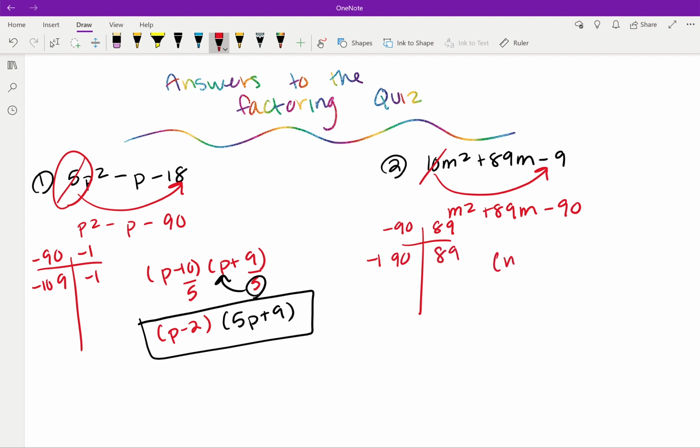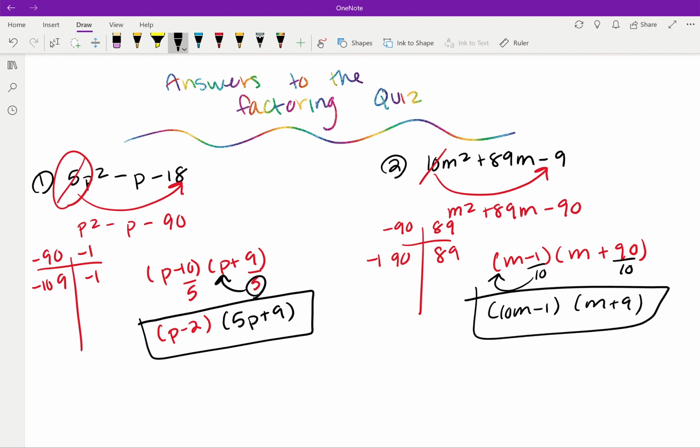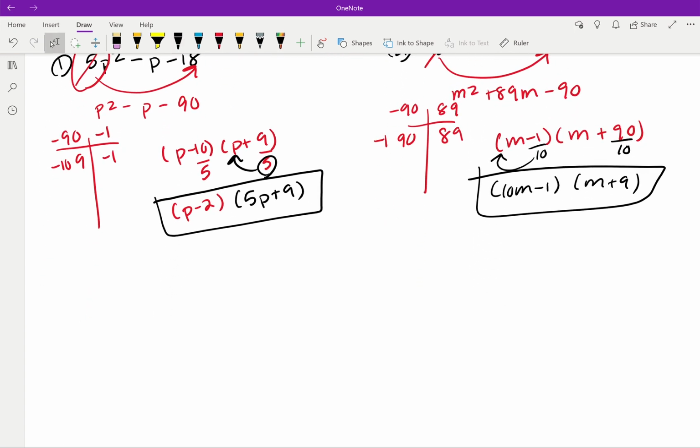So I have m minus 1, m plus 90, and then remember I divide by the number that I crossed out, so 10. So negative 1 divided by 10 is not possible, so I swing it to the front. 90 divided by 10 is 9, so this is m plus 9, and this is my answer. Okay. Let's look at number 3.